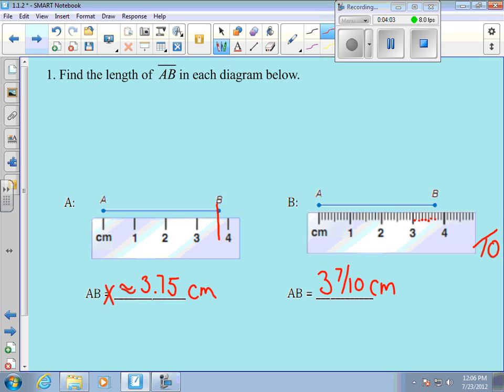And we can keep this one as an equal sign because we are going to the exact line, whereas in A, we only went approximately. Now, since it's out of 10, we can also write this as 3.7 centimeters by changing it into a decimal.